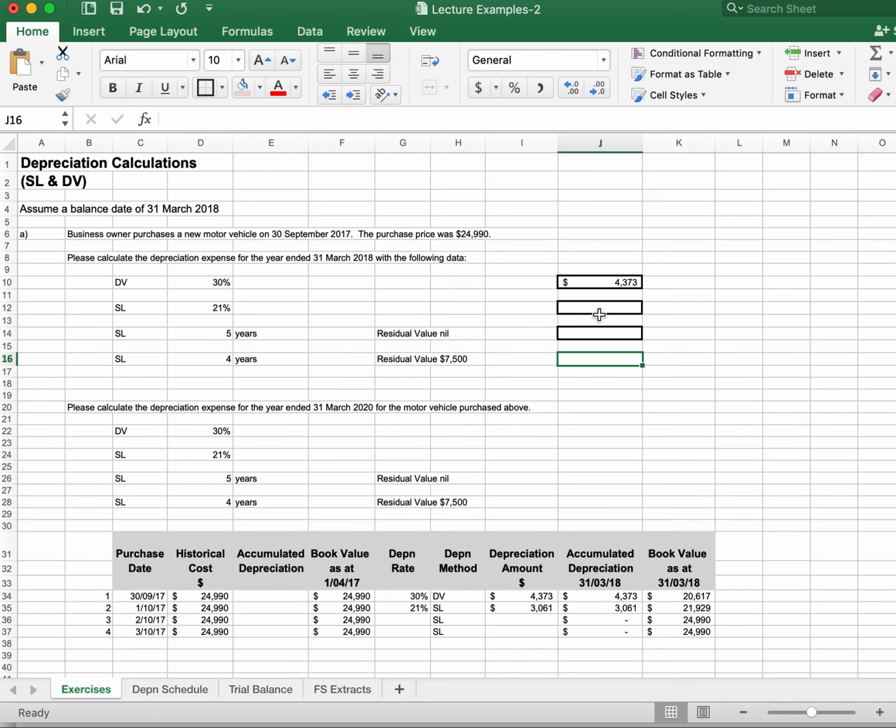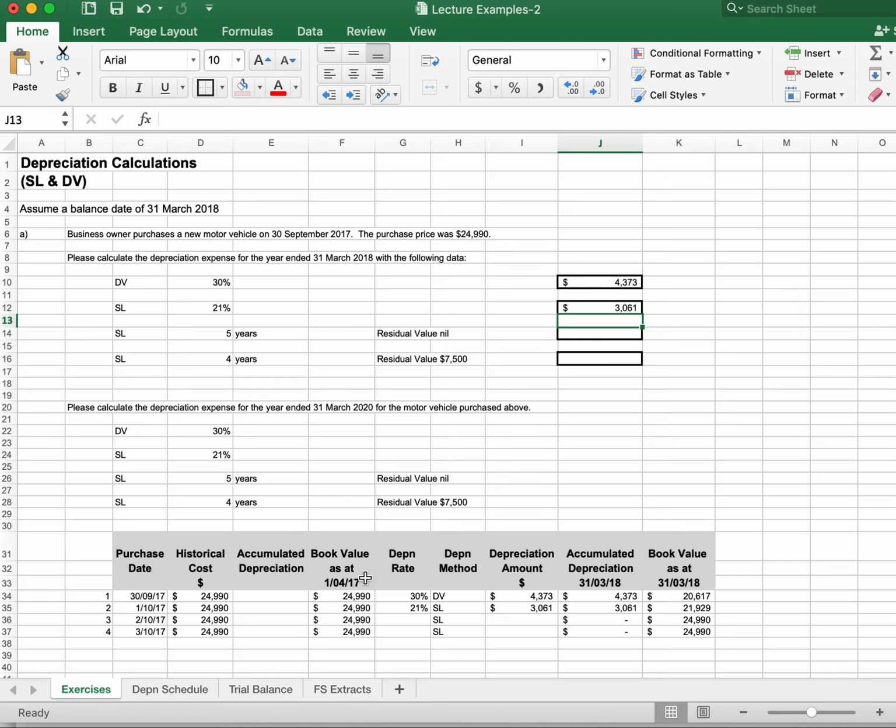Okay, so there's the answer to this one. The depreciation for that one is that amount. Okay, right, the next one says it's going to last 5 years, and it's going to have a residual value of nothing. So after 5 years, we need to have written that off.